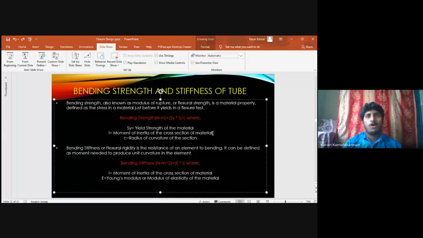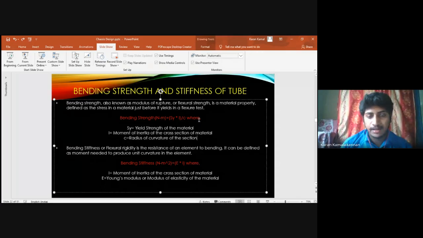Okay, that hollow cylinder to be precise. The hollow cylinder, and C is the radius of curvature. It is like the center, the radius of the section. Okay, that is the radius of section. For 1 inch dia, we will be having the half inch for this. The half inch is the radius of that tube. So that is the radius of curvature.